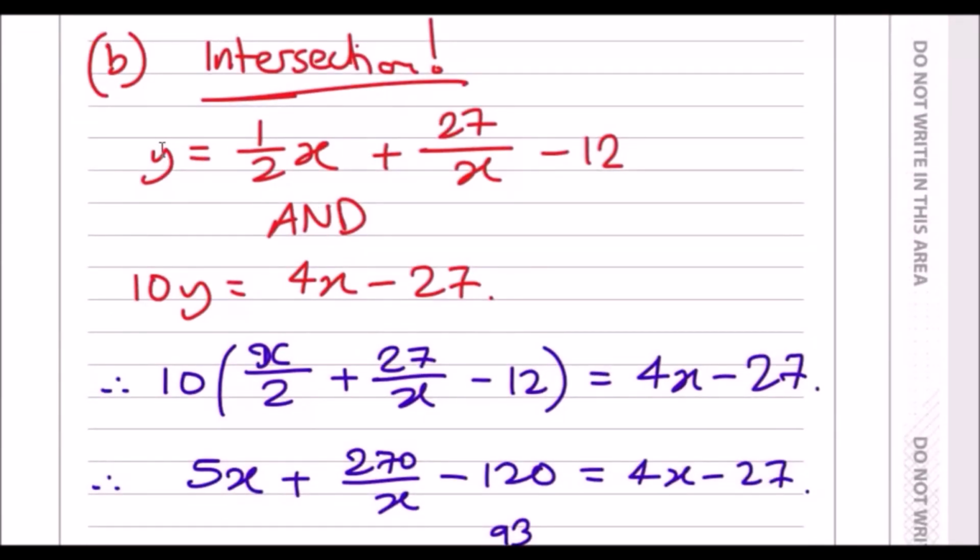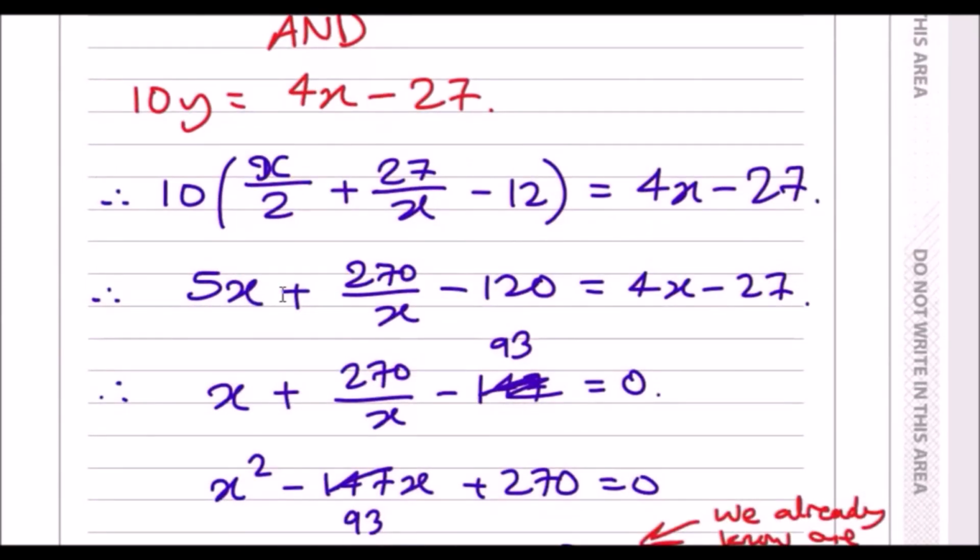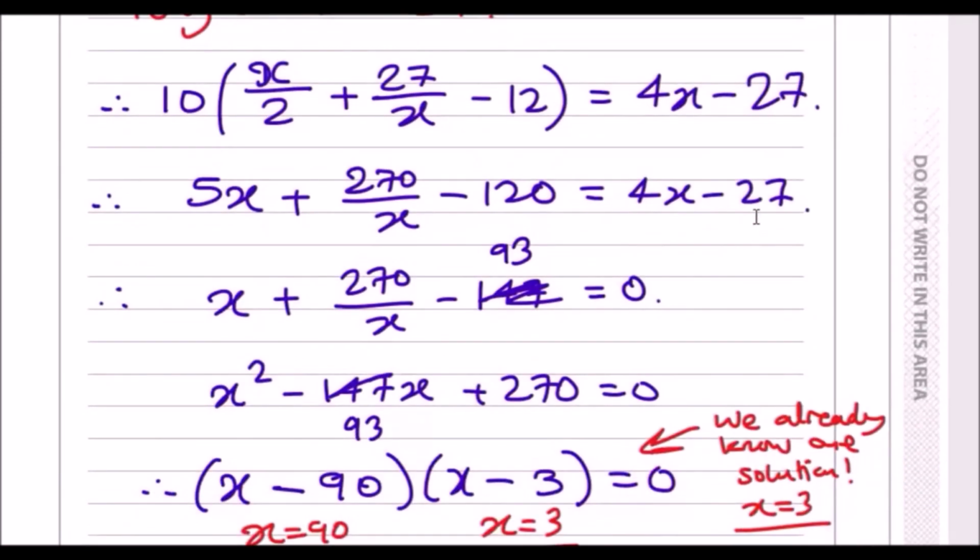So what I did, I just substitute, since we got an expression for y already from the curve, I just substitute all of this into the 10y equation. So we have 10 times the curve equation equals 4x minus 27 from the line. And then just expand and simplify. So 10 times all of this, you get 5x plus 270 over x minus 120. Throw everything to the left side, so subtract 4x and plus 27, you should get x and minus 93.